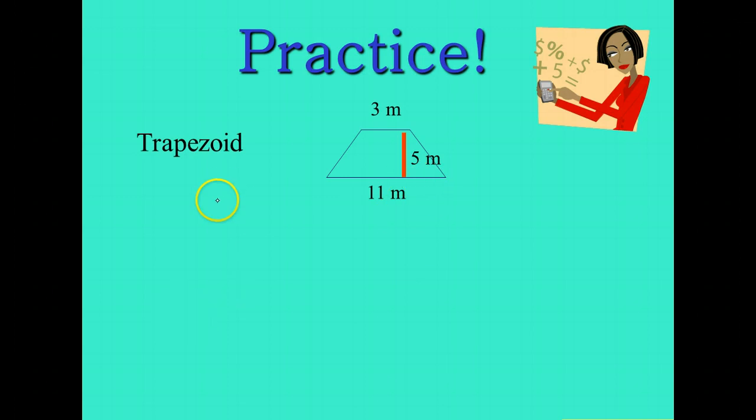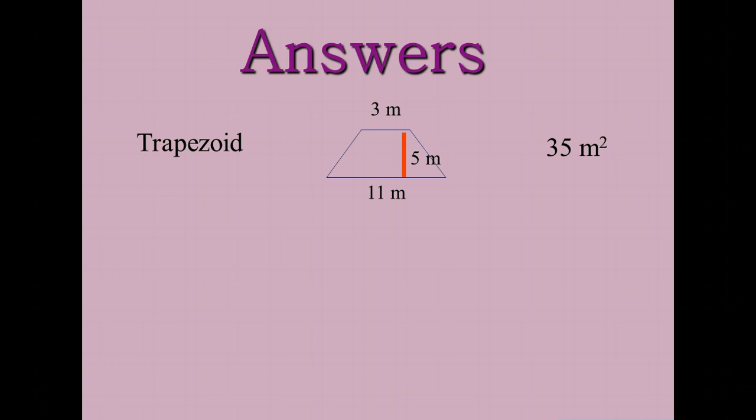Alright, your turn. Go ahead and try this. So here's a trapezoid. The first base is 3. The second base is 11. And we have the height is 5. Alright, and here is the answer. But let me go ahead and work this one out.